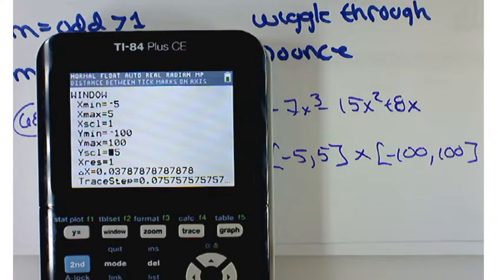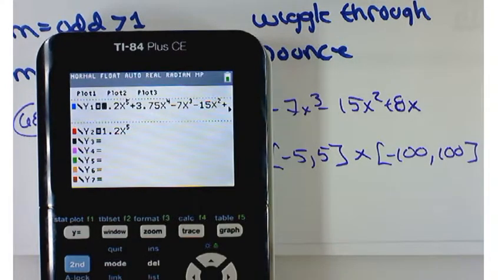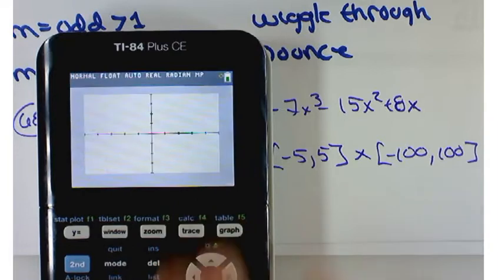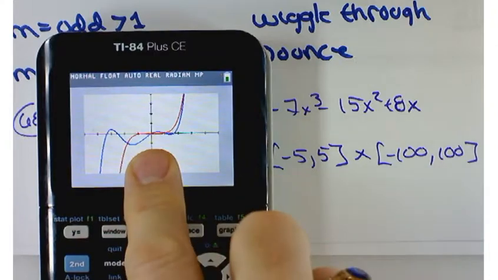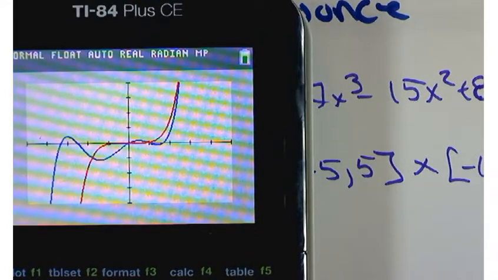So, okay, when you get that window set, here's our equation. Press the graph key. So here's the first one, and notice that it bounces up and down a lot and wiggles through our x-axis. So it looks nice. And then here comes the other one. And bam. Do these look like they're the same? No. Not at this level.